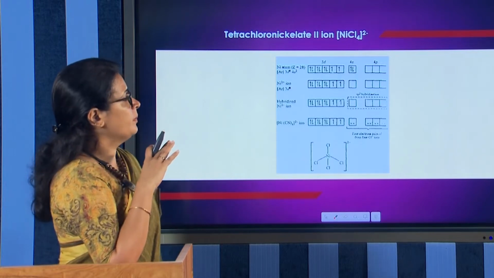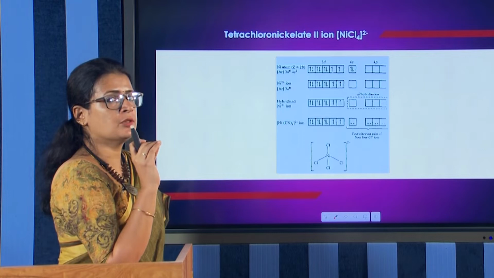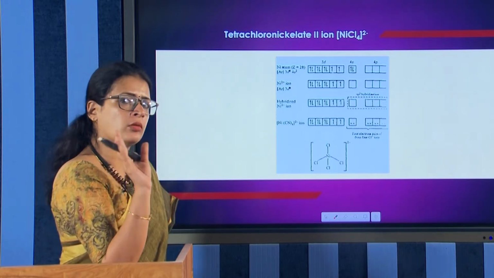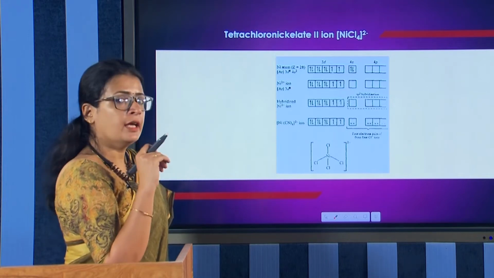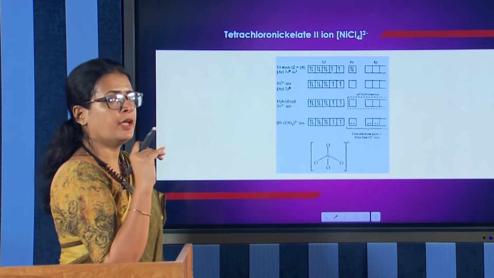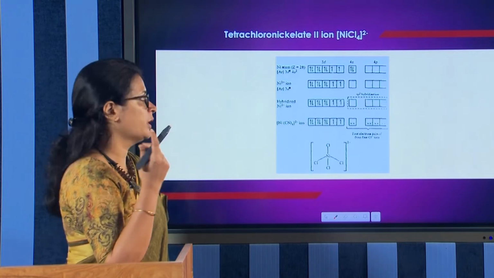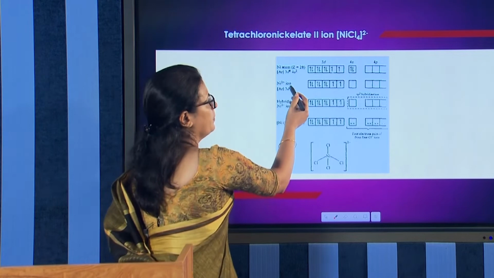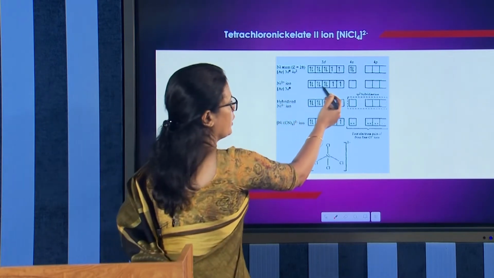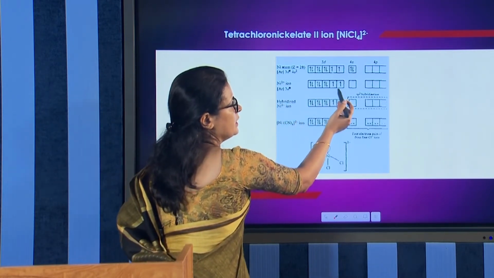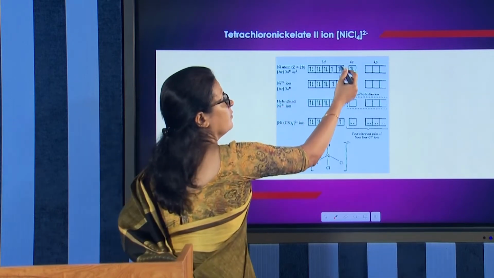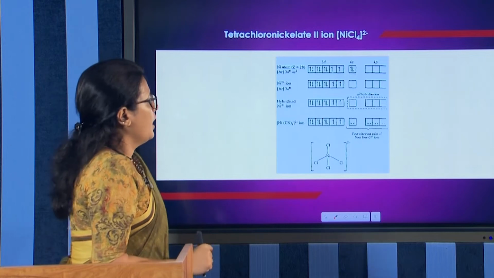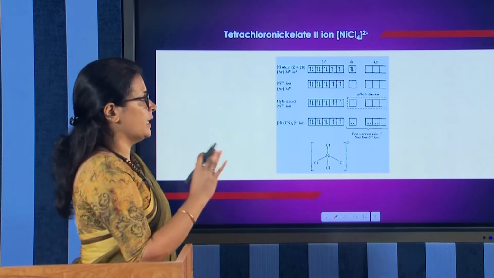Now, in the complex, nickel has an oxidation state of 2+, Ni2+, which means that 2 electrons have gone from nickel. From where will these 2 electrons go? They will be going from 4s. And thus, the Ni2+ ion has the electronic configuration 3d8. It remains as such, but 2 electrons from 4s will be gone.